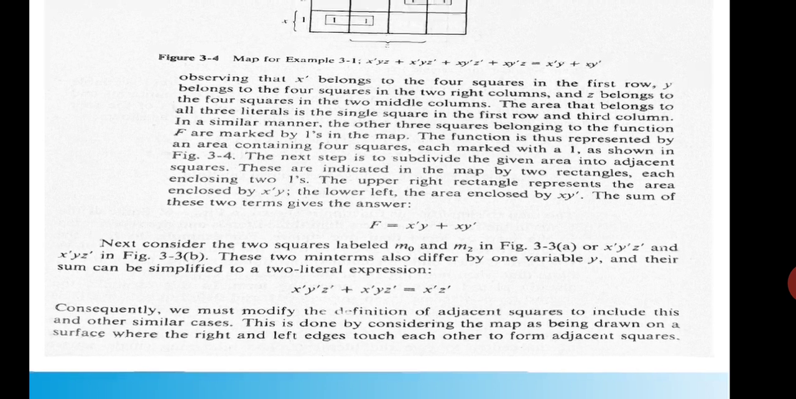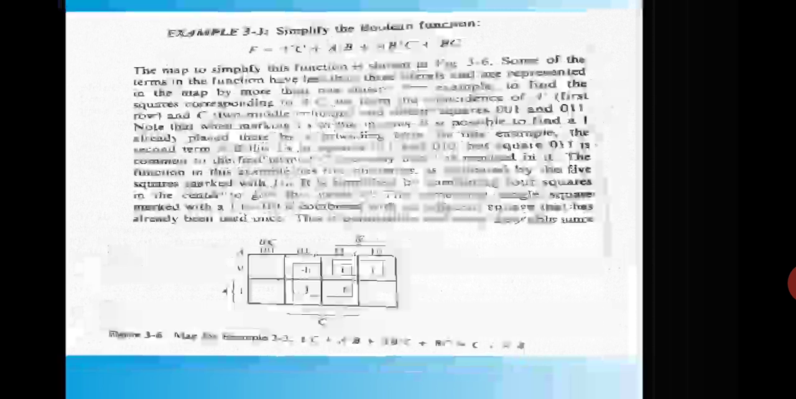Okay, so consequently we must modify the definition of adjacent squares to include this and other similar cases. So they are saying that in the rest of the examples also, ultimately the concept remains the same. You have to follow the same steps to minimize the Boolean function. Okay, you can take one more example, because if you solve more examples, it would be better for you. So again, you have to simplify the Boolean function.